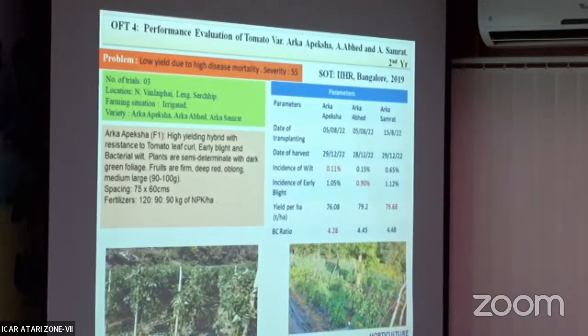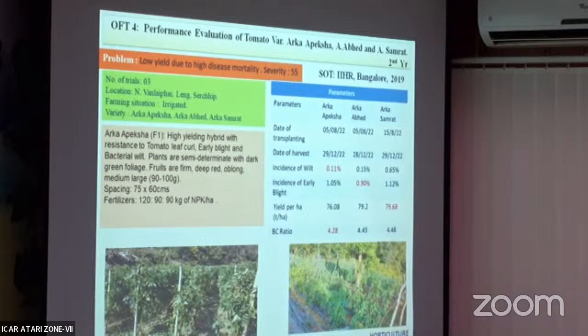And another one is the performance evaluation of a variety. The parameters you mentioned, date of sowing, date of transplanting, date of harvesting, these are not the parameters. These are just your recording, part of your practice. Parameters means you may take the size, shape, color, pungency, or growth level, plant height, all these things. Okay, yield. Okay, I'll make that change.